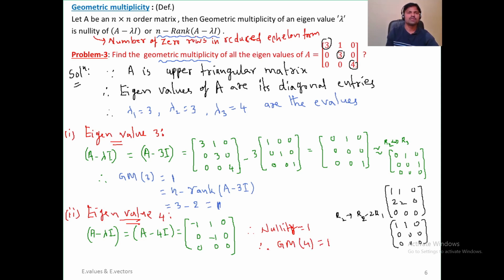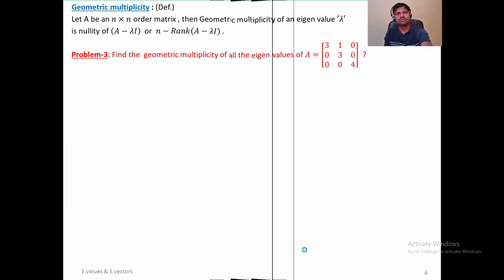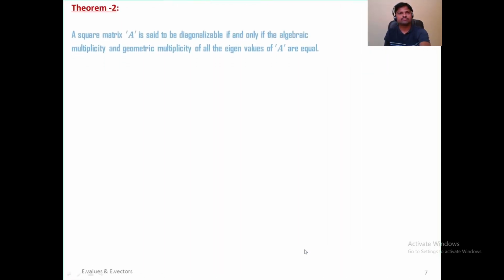Or simply by looking at the second definition, n minus rank of A minus lambda I. Lambda I means 4I, minus 4I. What is n here? 3, minus rank of A minus 4I. What is the rank? 2. So 3 minus 2 is equal to 1. Either by using this definition or this definition, whichever we follow, we will get the geometric multiplicity of the corresponding eigenvalue. Next one, theorem number 2.